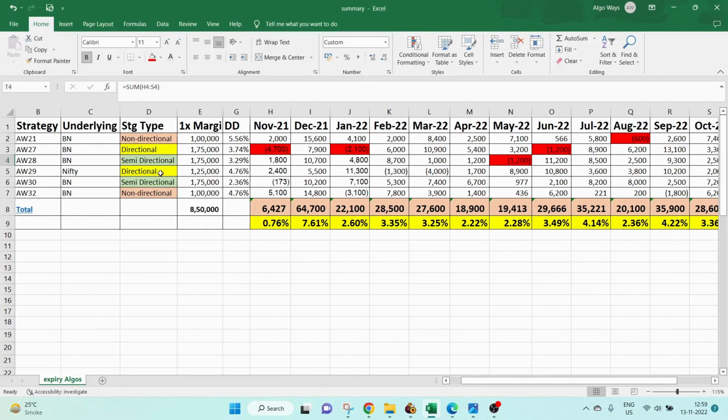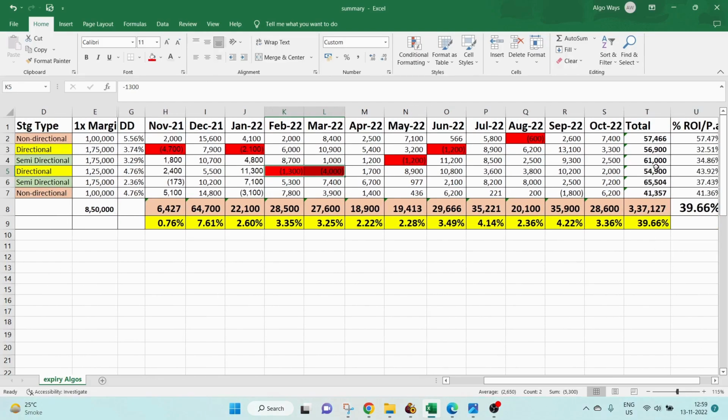Next one is AW29, which is a directional algo in Nifty this time. This is the only Nifty algo, and it has a 4.76% drawdown, that is around 5,000 rupees, and it has 2 negative months. It has also given 54,000 rupees on 1.25 lakhs in a year.